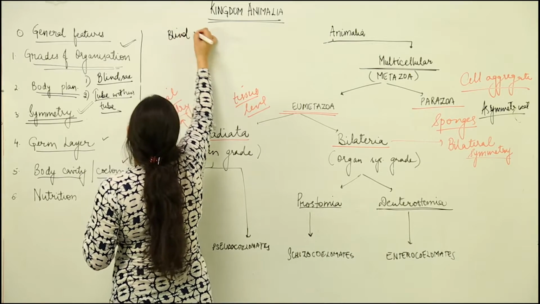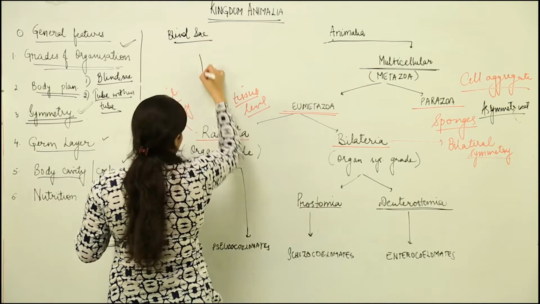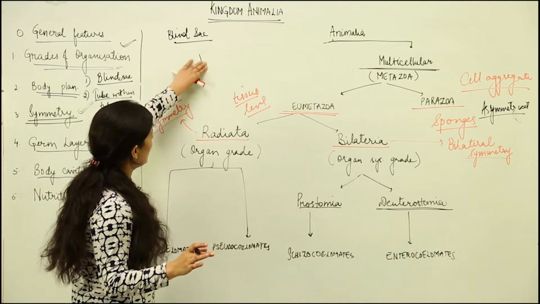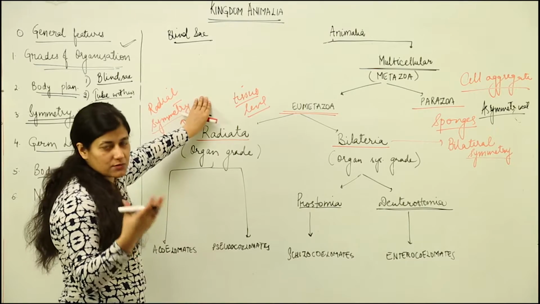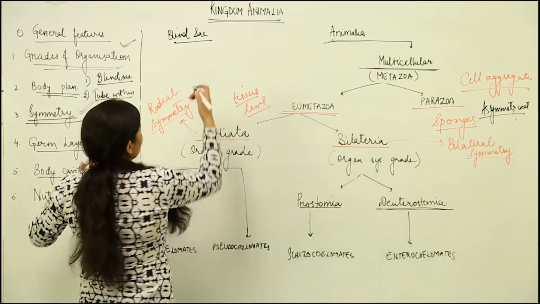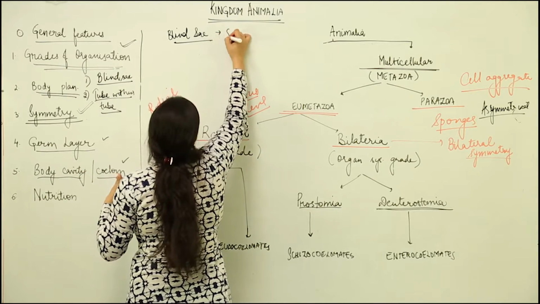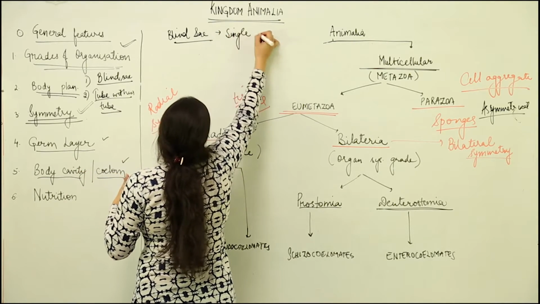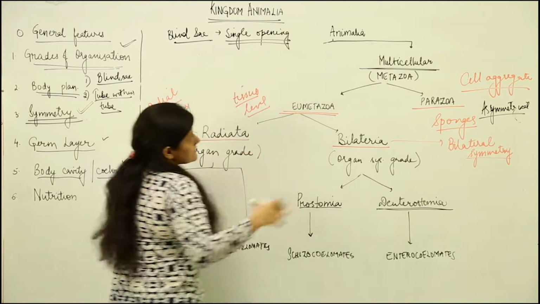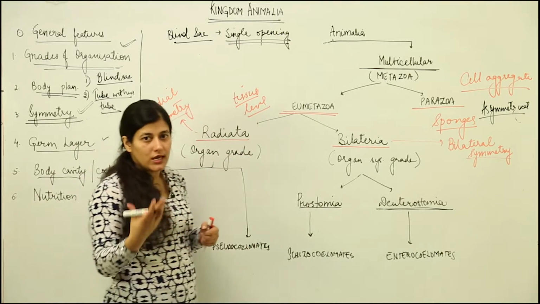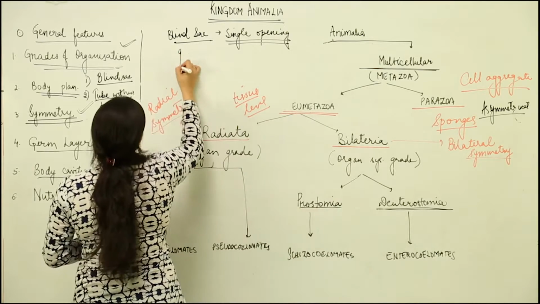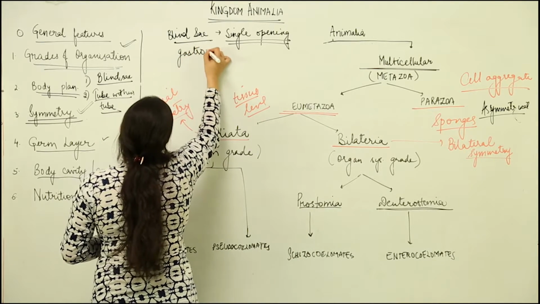Now, what is the blind sac plan? This blind sac plan would be visible in radiata. First thing you have to know is that these radiata are radially symmetrical organisms which have two phyla inside it. They have the blind sac plan. Blind sac plan means that there is only a single opening for the body where the nutrition goes. There is a single opening for a cavity that is known as gastrovascular cavity.